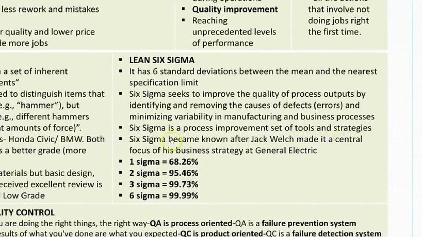Next thing we gotta remember is the Lean Six Sigma. All the numbers, 1 sigma is 68.26%. Again, you have to pretty much memorize these numbers because they could ask you any one and then you gotta identify what's the percentage. 2 sigma is 95.46%, 3 sigma is 99.73%, and 6 sigma is 99.99% error free.